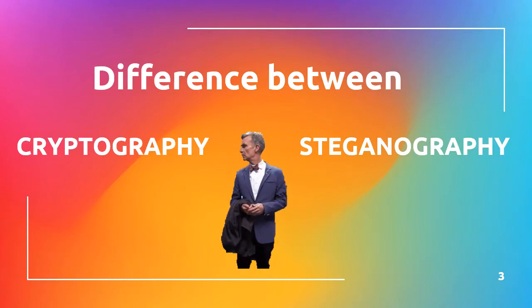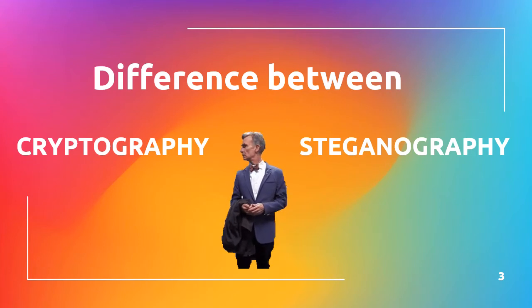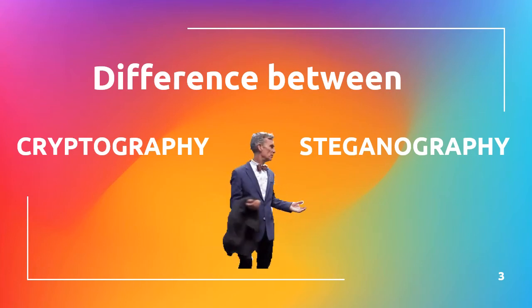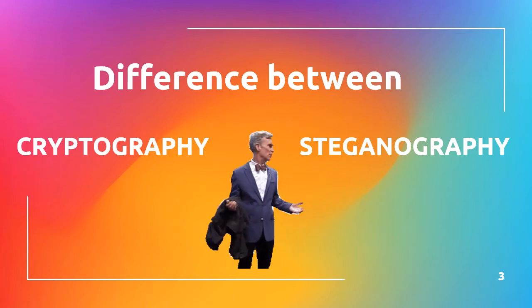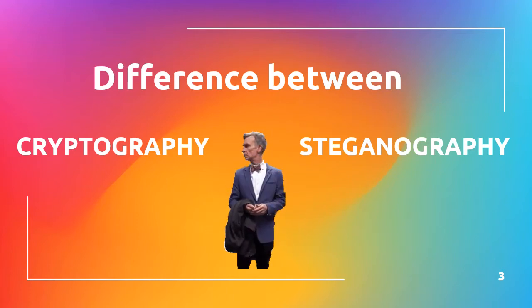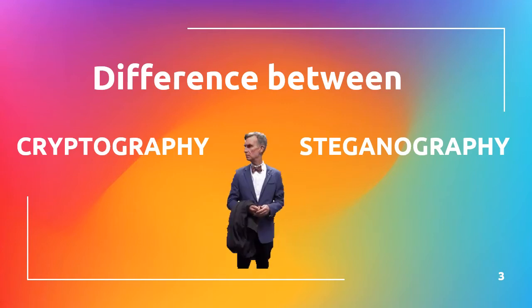If you're going to ask if there's any difference between cryptography and steganography, the answer is yes. The difference is that cryptography is when everybody knows that there's a message, but they do not know the message, so they need to decode it. But in steganography, you try to hide the fact that there's actually a hidden message in it.